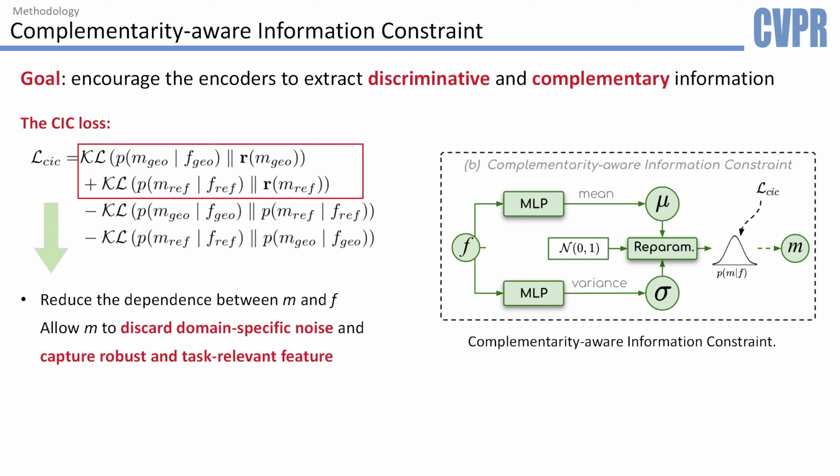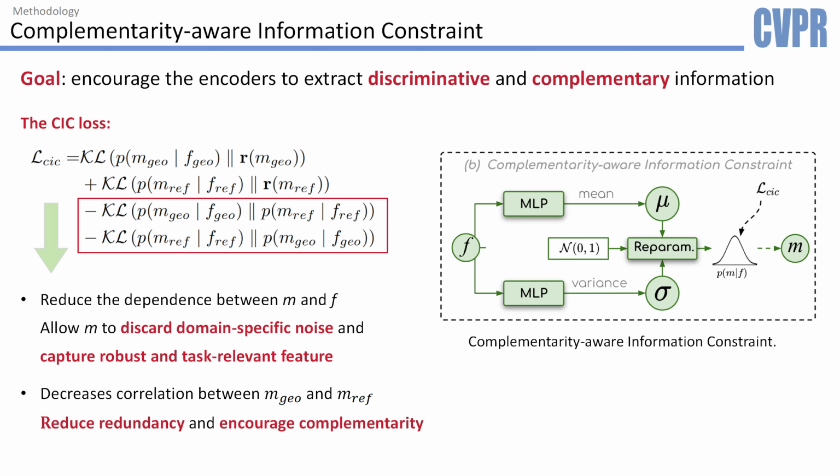The first two items of CIC loss pull the feature distribution towards a standard Gaussian. This can reduce domain-specific noise and learn robust task-relevant features. The last two items of CIC loss keep the distribution of geometry features and reflectance features away from each other. This can encourage decreased correlation between these features, reduce redundancy and encourage complementarity.